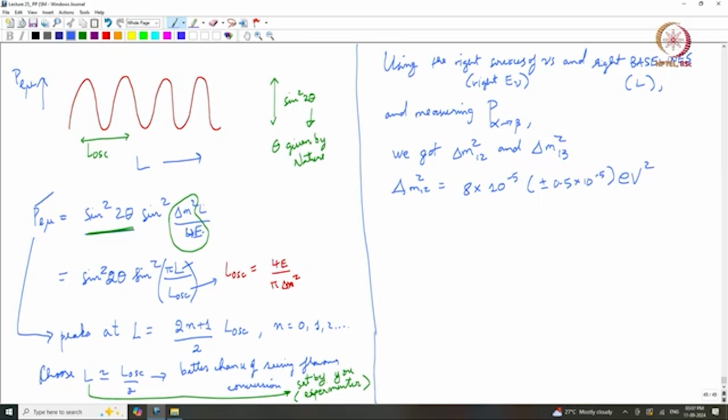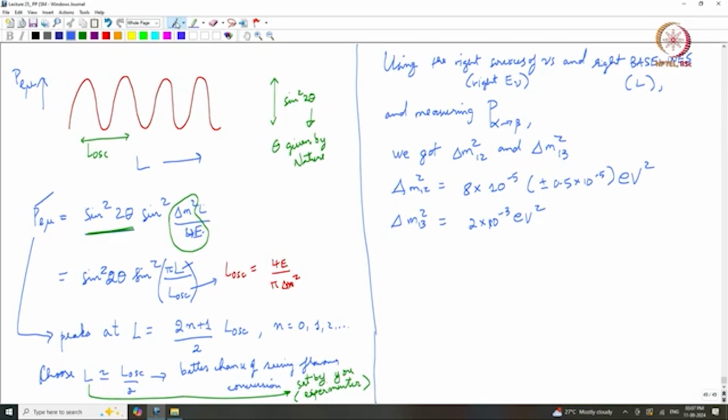So in electron volt squared, what I have written here is just the error bar, okay? On 8 you have a 0.5. And delta m13 squared was measured to be 2 times 10 to the power minus 3 electron volt squared, okay? I don't remember what the error bar is, doesn't matter, you can check it. Now, what were these experiments? What were these sources? What were these baselines? How did they make this measurement? That's just what we are going to see in the next class.